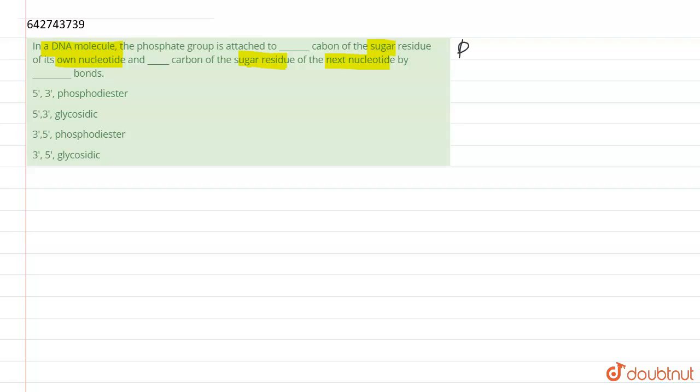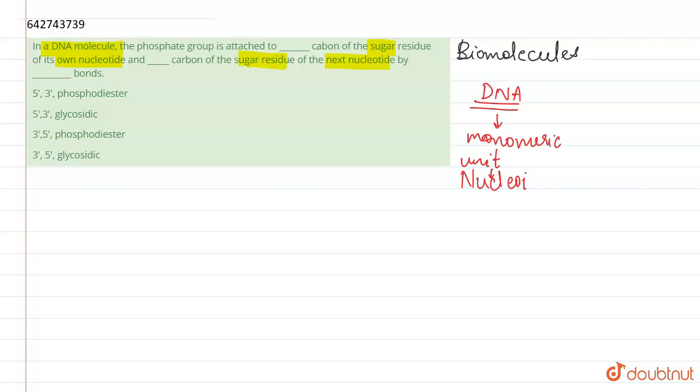Now this question is of the chapter biomolecules and specifically talking about the nucleic acid, that is DNA. So DNA, the monomeric unit of DNA is a nucleotide, right? So let's see the basic structure of nucleotide to understand the answer and confirm with the options.